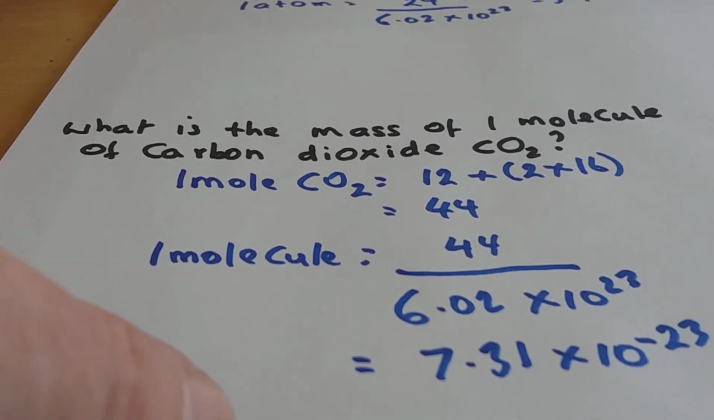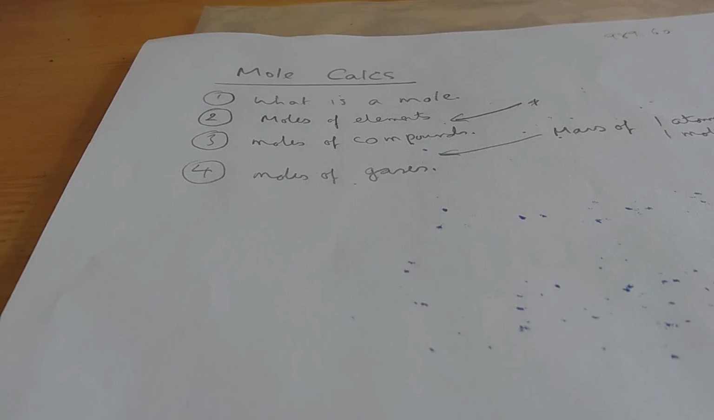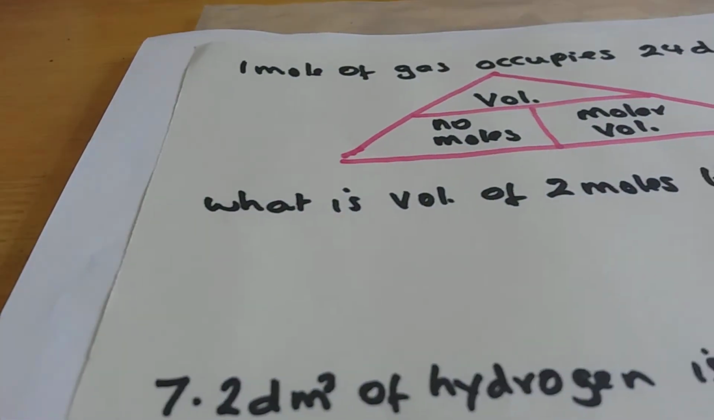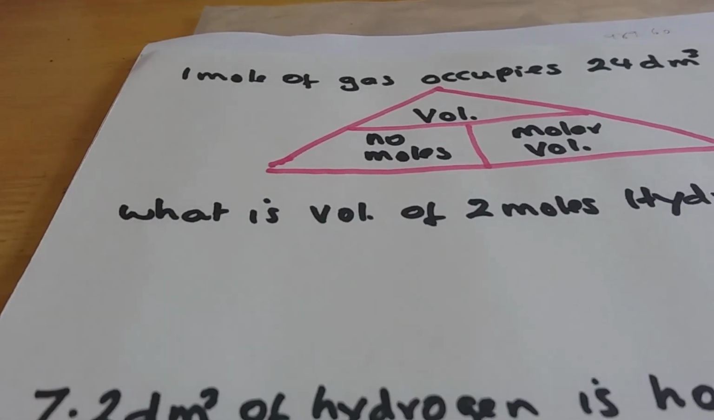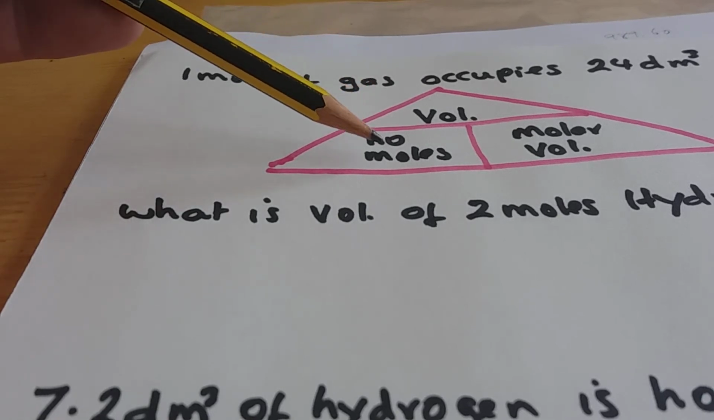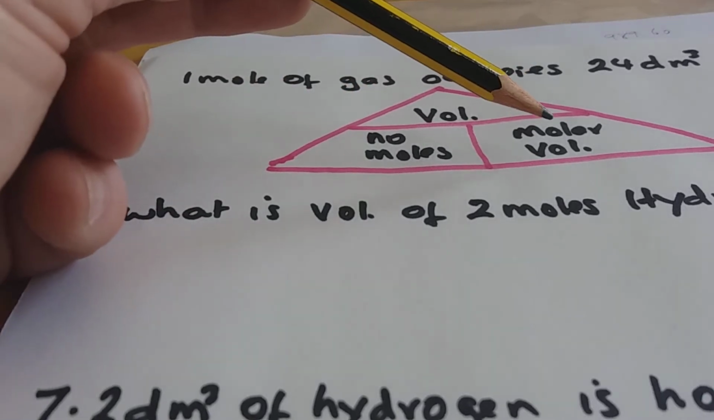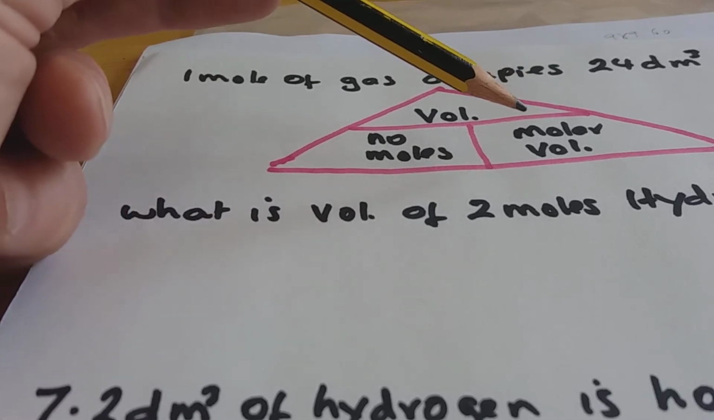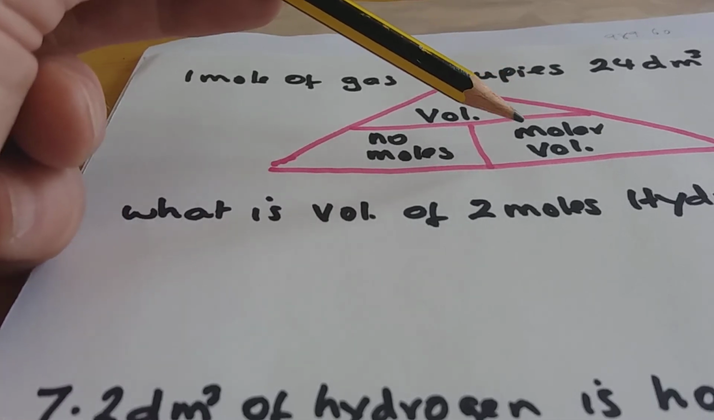Right. And we've got one last thing to do for the time being. These are with gases. And again, we have a standard here. 1 mole of any gas at standard temperature and pressure occupies 24 decimeter cube. And for that we have another triangle formula. So the volume of any gas equals the number of moles times the molar volume, and the molar volume is always 24 decimeter cube.